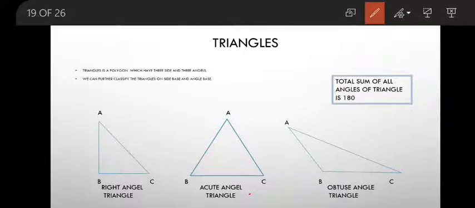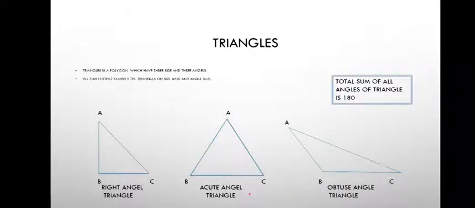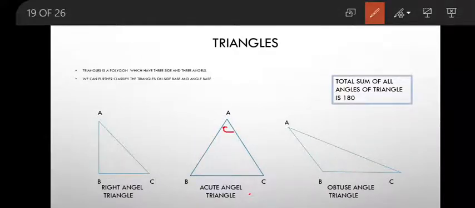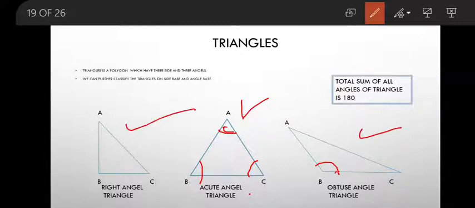This is the acute angle triangle because all 3 angles measure less than 90 degrees. So this triangle is an acute angle triangle. Obtuse angle triangle: having one angle greater than 90 degrees is the obtuse angle triangle. So these are the types of triangle based on angle.